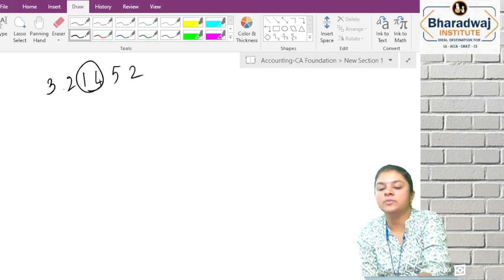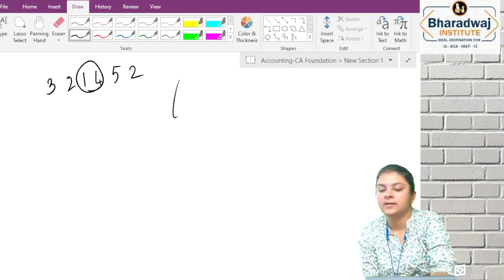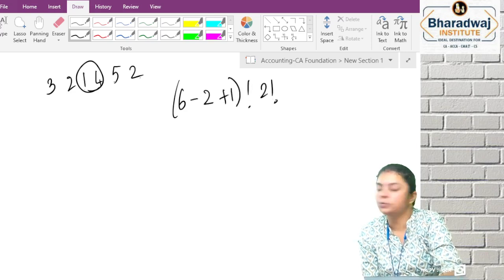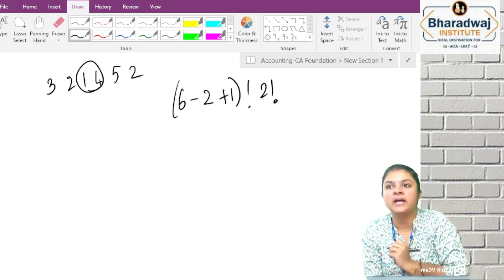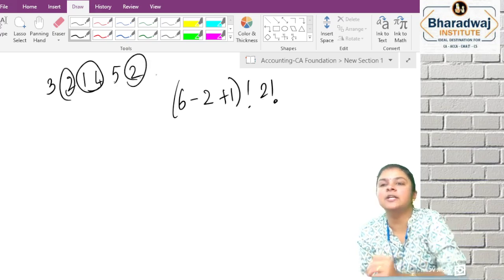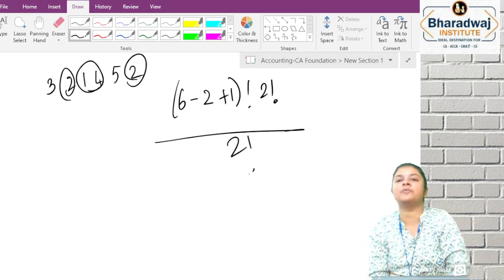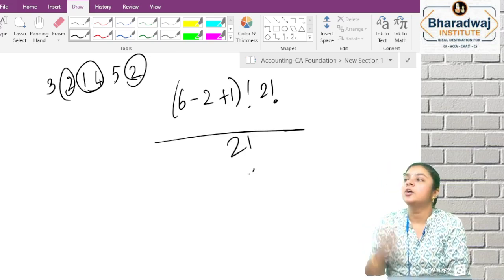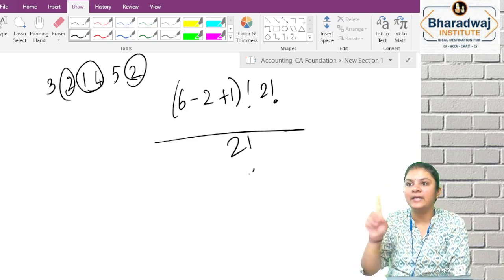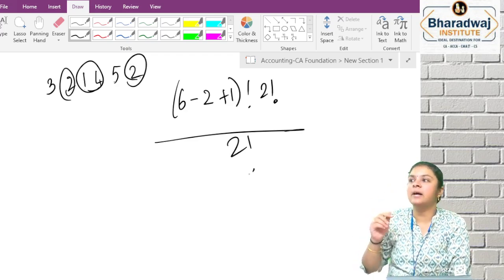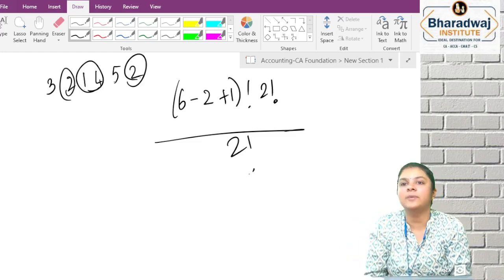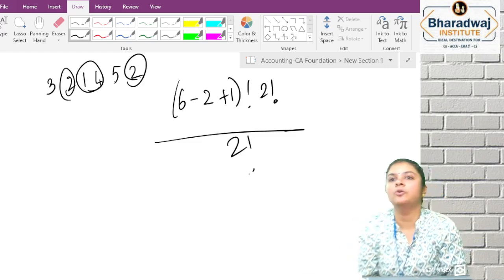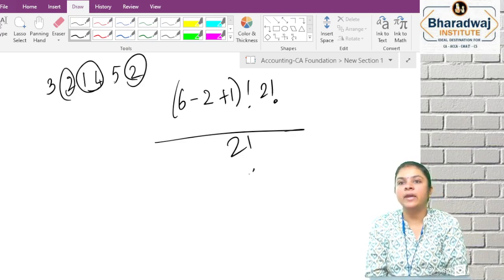So how will you write this? 1, 2, 3, 4, 5, 6. So 6 minus 2 plus 1 factorial into 2 factorial, but that is not where your answer will stop. We know there is a duplication, divided by 2 factorial for the duplication. Duplication does not occur independently in a question always. It will come clubbed or combined with other questions. You have to look out for the duplication rule.